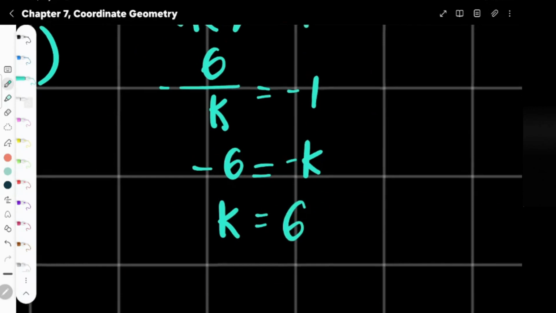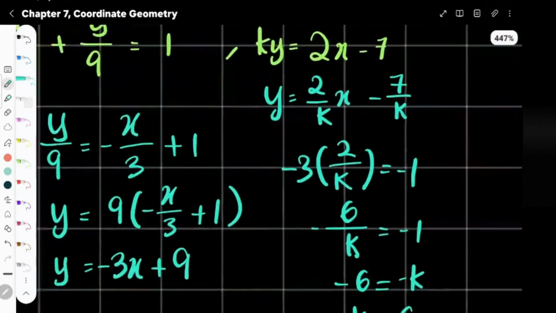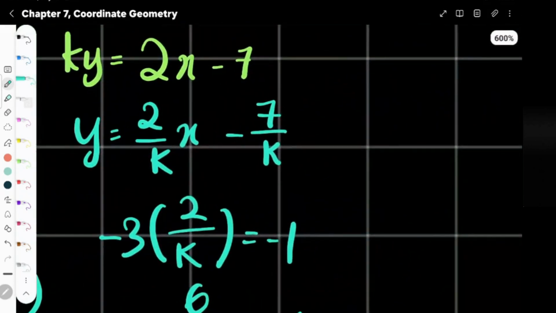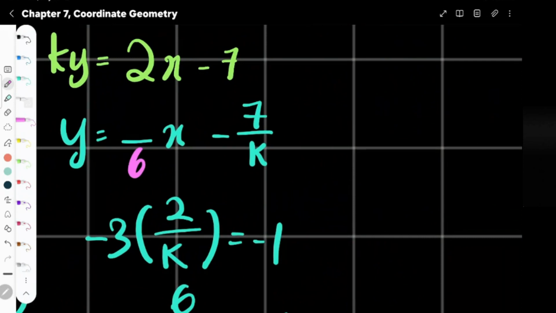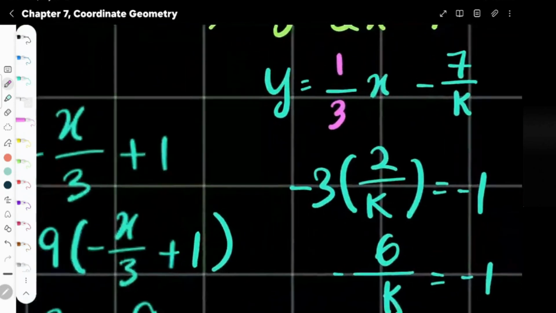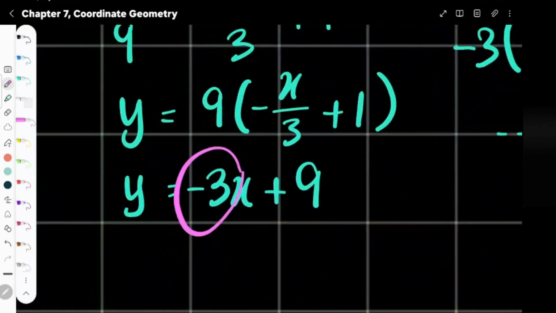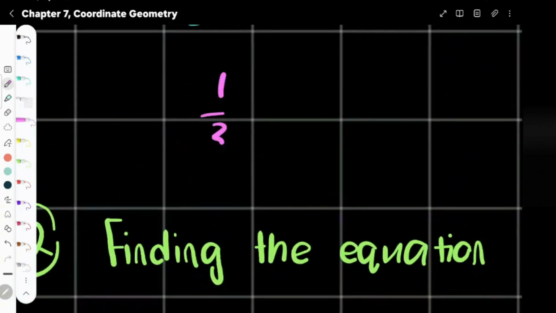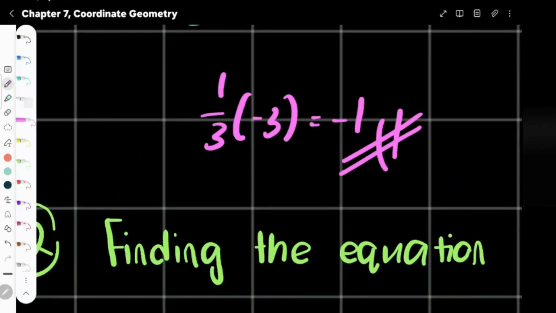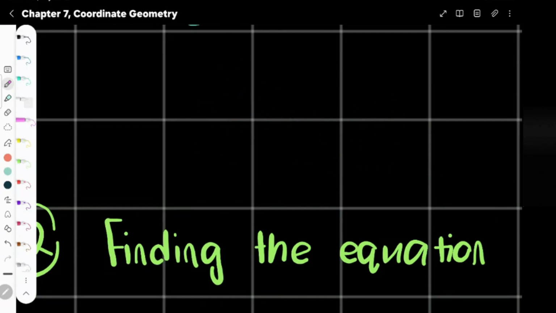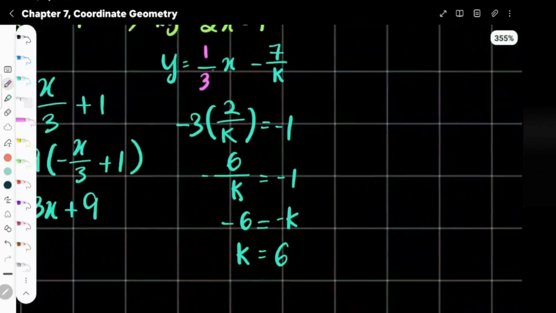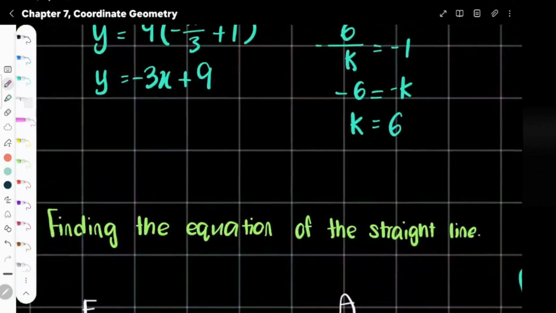So k is 6. But just to prove whether k is 6 or not, if you were to put 6 in here, this will be 1/3. 1/3 times -3, it becomes -1. Ta-da! That means they are perpendicular. Of course you don't need to prove this, but you can do it like that.